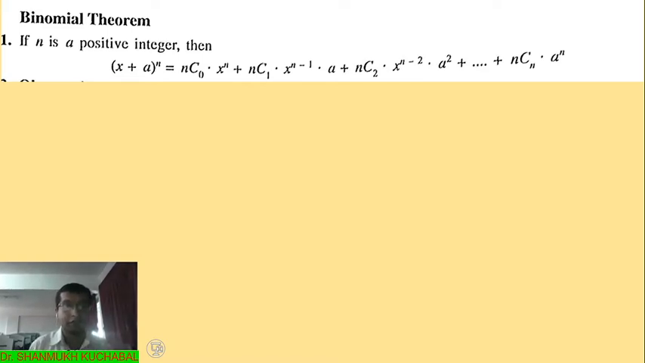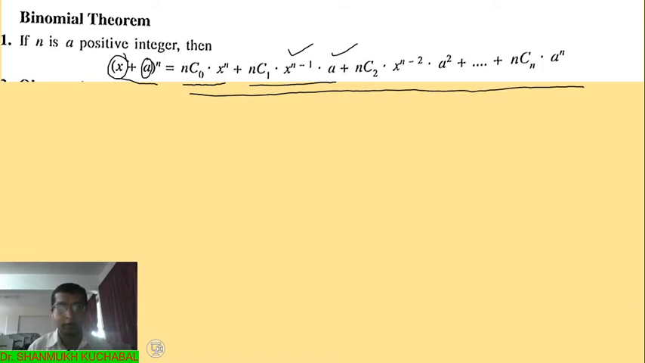Any expression which is in the form of (x + a)^n equals nC0 x^n + nC1 x^(n-1) a^1 and so on. That is, we have to decrease the power of x and increase the power of a. First term's power we decrease, and a's power we increase. So there are n+1 terms here that we are going to observe. This is called the binomial theorem, and here n is a positive integer.